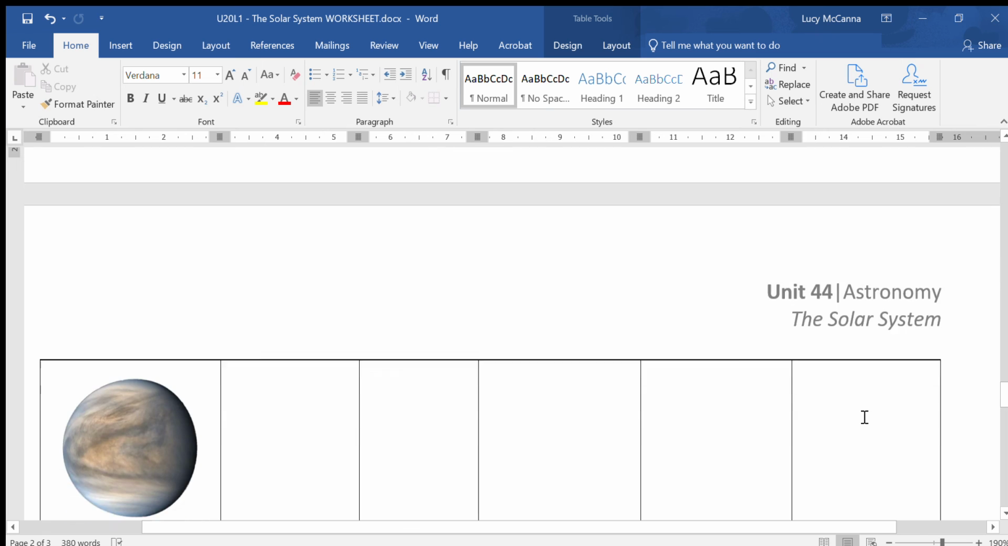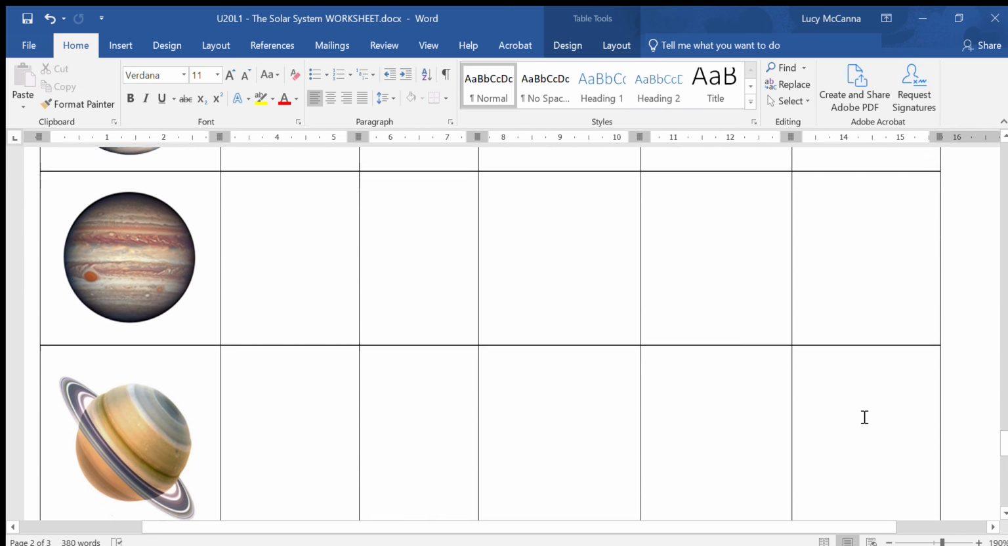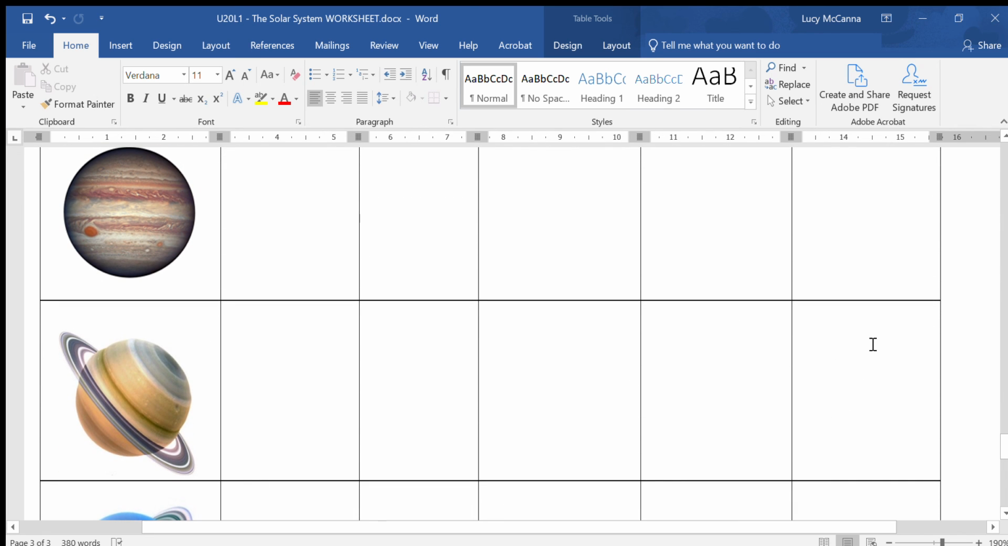For your gas giants, you would do the same thing. You would maybe note that it's a gas giant or a gaseous planet, and then you would just seek out some information breaking down what the composition of that is, what gases are present in each of those.